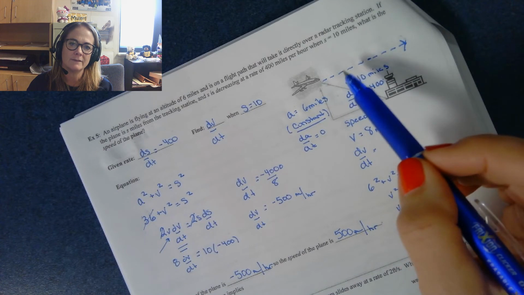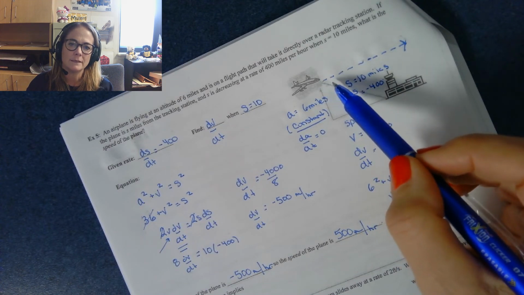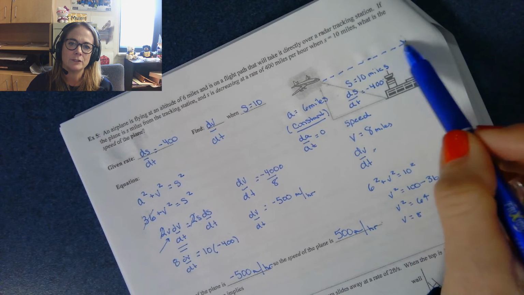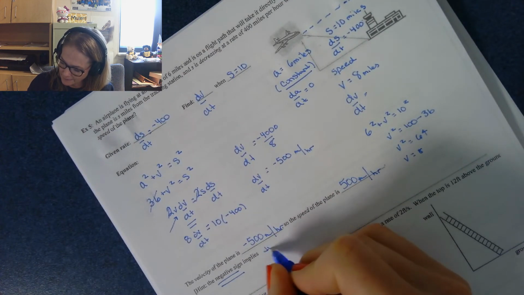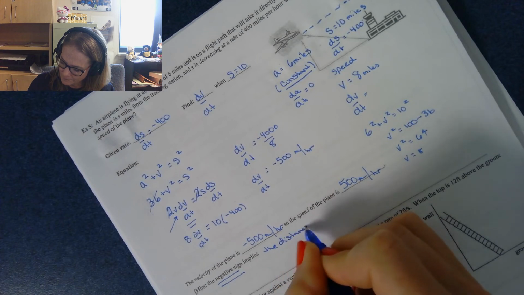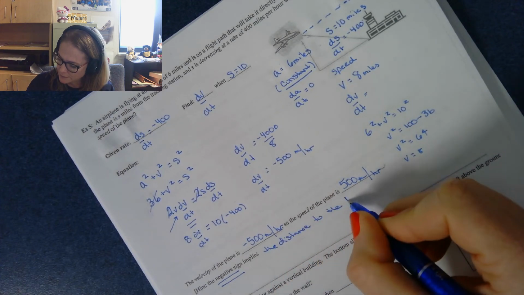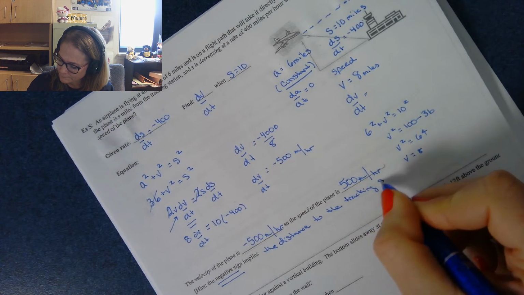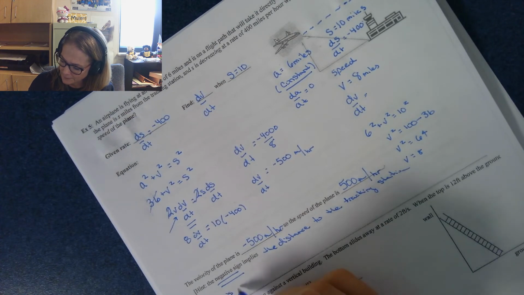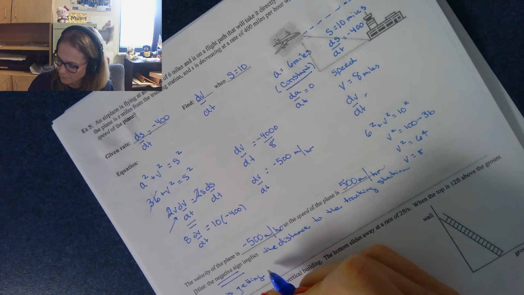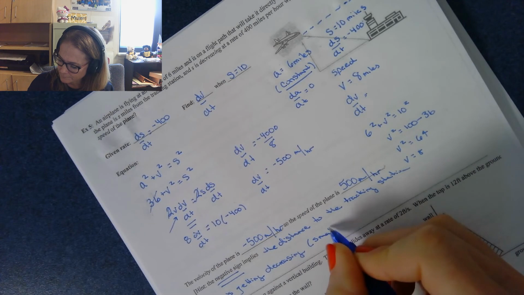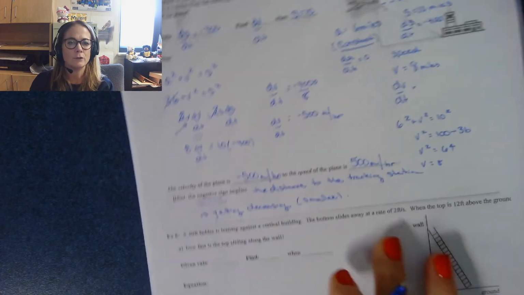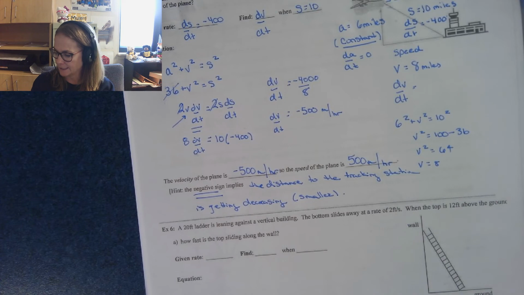Remember, velocity is a directional thing, but in this case, it's like a decrease in the distance between the two. And then as you go over here, that distance would be getting bigger. So the negative sign implies the distance to the tracking station is getting smaller or decreasing. Closer. We're getting closer to the station, folks. The velocity is negative. All right, I think that's it for that problem.